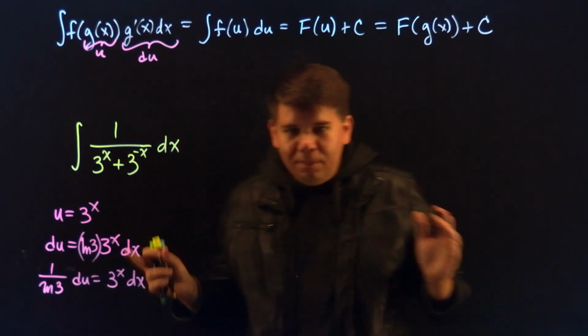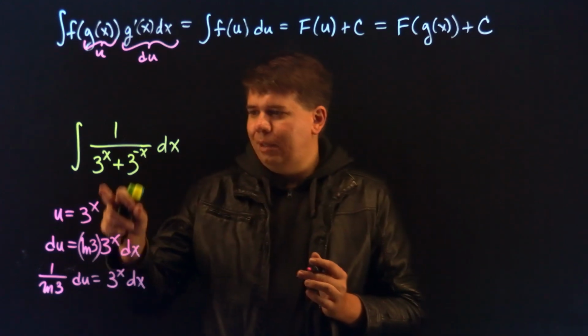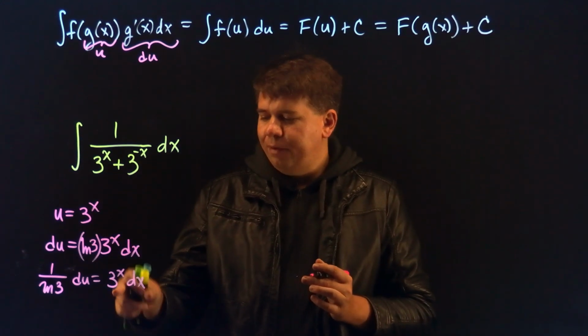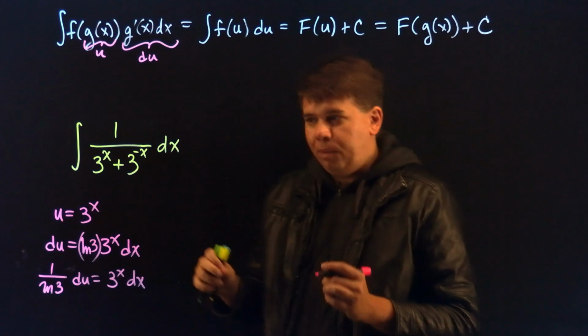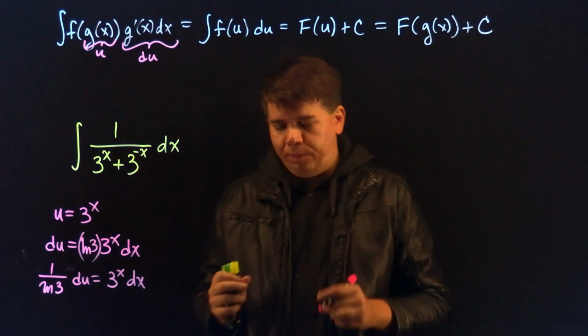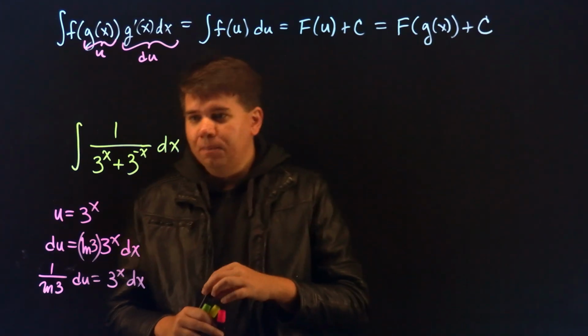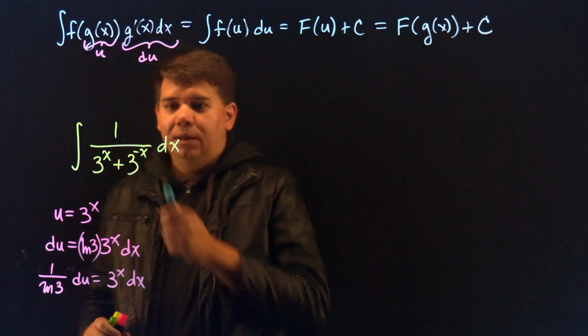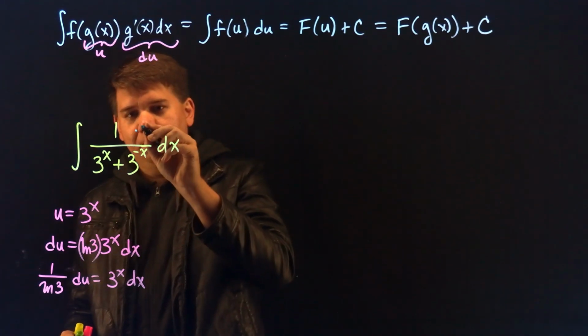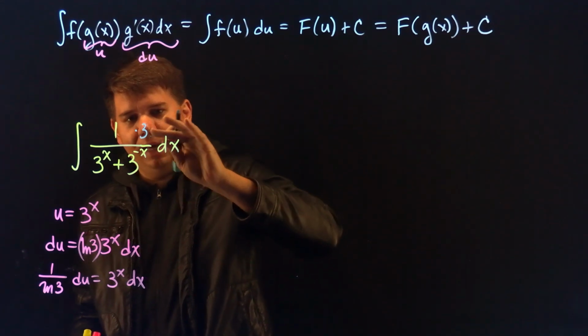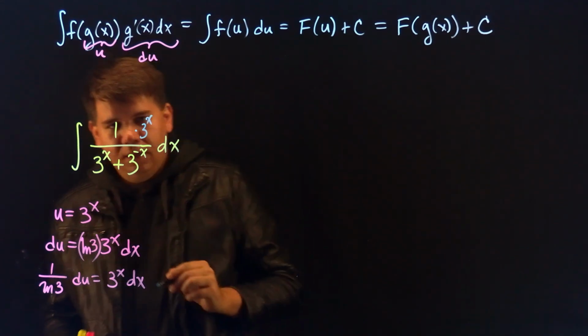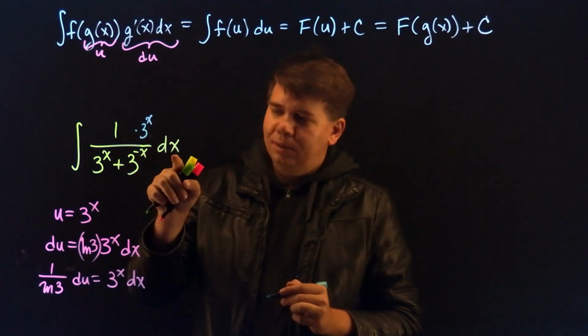So this might seem like we're at a dead end. I could change this guy here into a u, but I don't have a 3 to the x up top. But we're not at a dead end, because there's a trick that we can do. The trick is, we're going to multiply the top of this function by 3 to the x, because I want to have a 3 to the x dx.